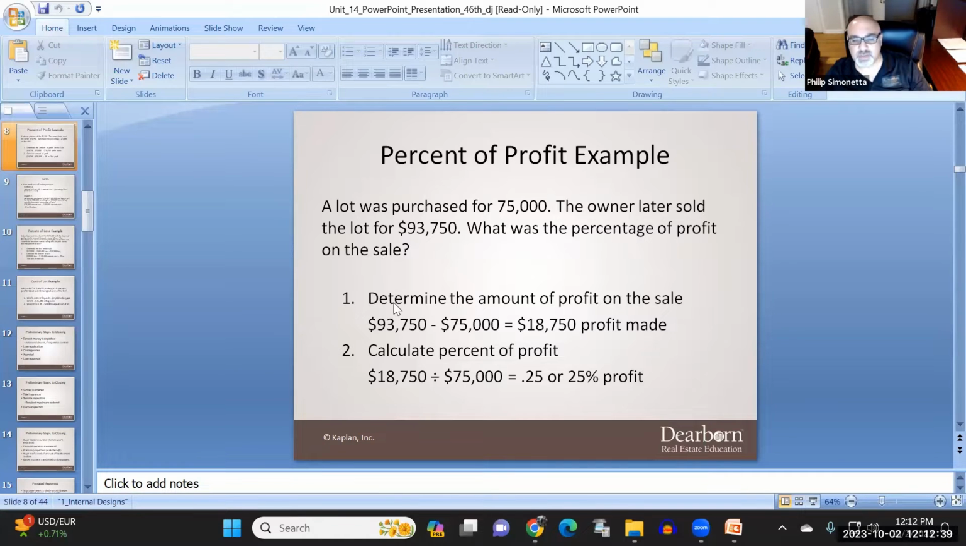So you have to determine the amount of profit first, right? You've got to know what he made before you can divide it by what he paid, right? So you've got to take 93,750 minus 75,000. He made 18,750. So you take the 18,750 amount made divided by the amount paid, and you get 25%. So he made 25% on that property.